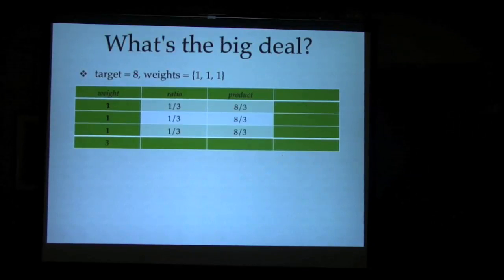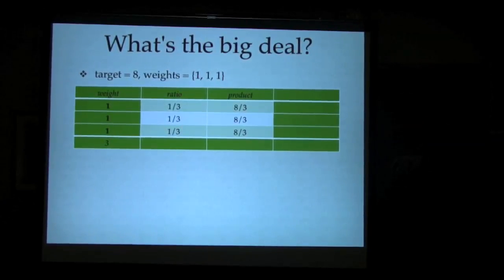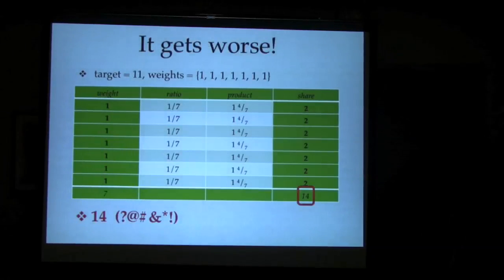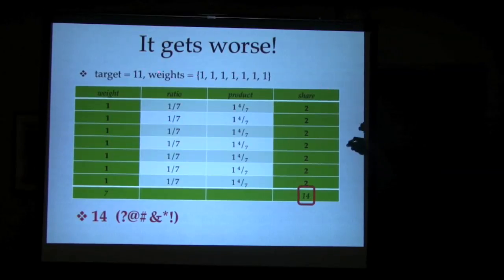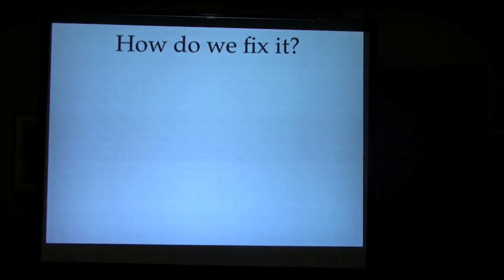So what's the big deal? Well, it doesn't always work that nicely. Target of 8 and 3 equal weights gives me 1/3, which when we multiply out gives 8/3, and when you round those, every share is 3. The sum of the shares doesn't equal the target. And it gets worse. 7 equal weights produces, for 11, an allocation of a total of 14. Something is wrong here. How do we fix it?